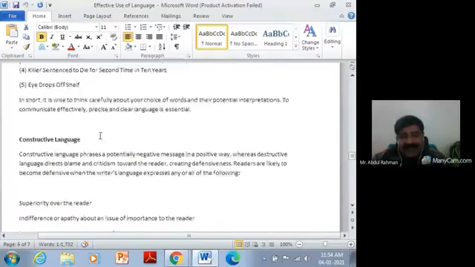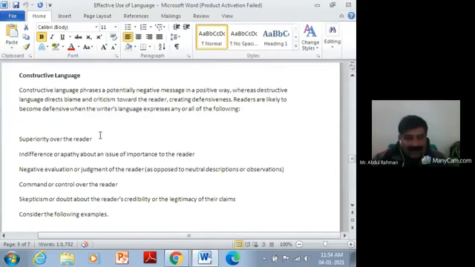Then the next is constructive language. Always use that type of language, right? Constructive language phrases a potentially negative message in a positive way, whereas destructive language directs blame and criticism towards the reader. You can see the examples here, right? Superiority over the reader, indifference or apathy about the issues of importance to the reader, negative evaluation or judgment of the reader, command and control over the reader, skepticism or doubt about the reader's credibility.